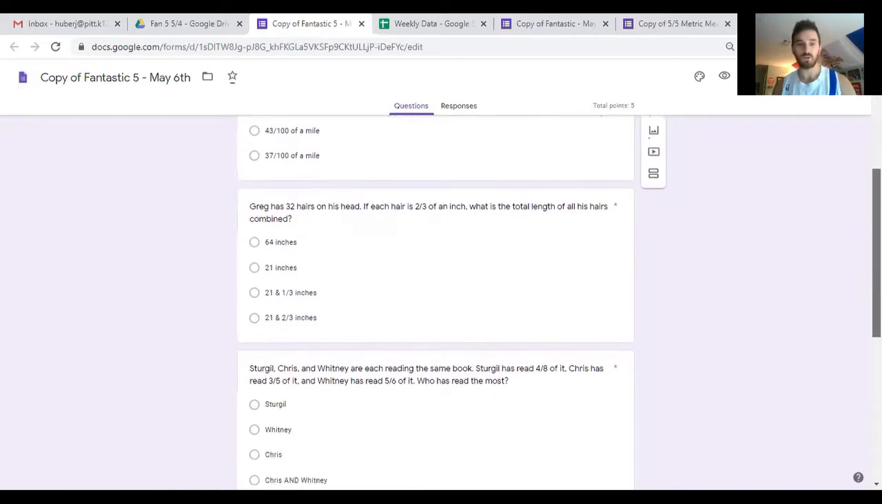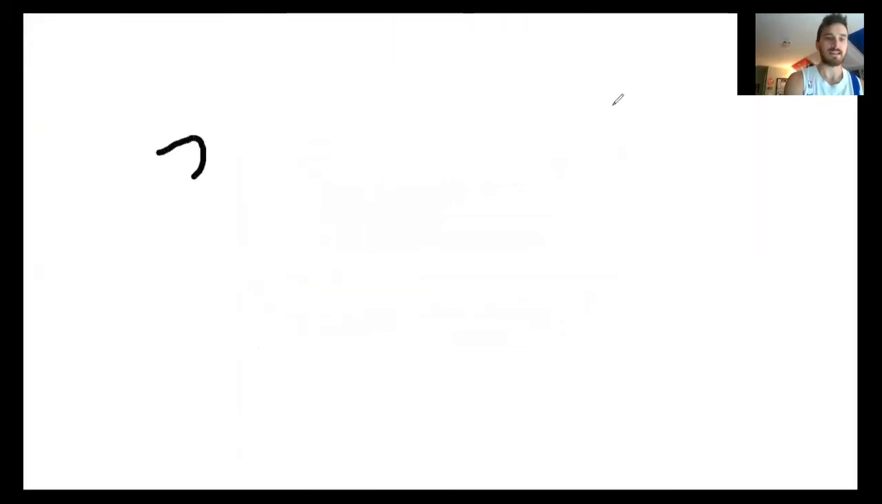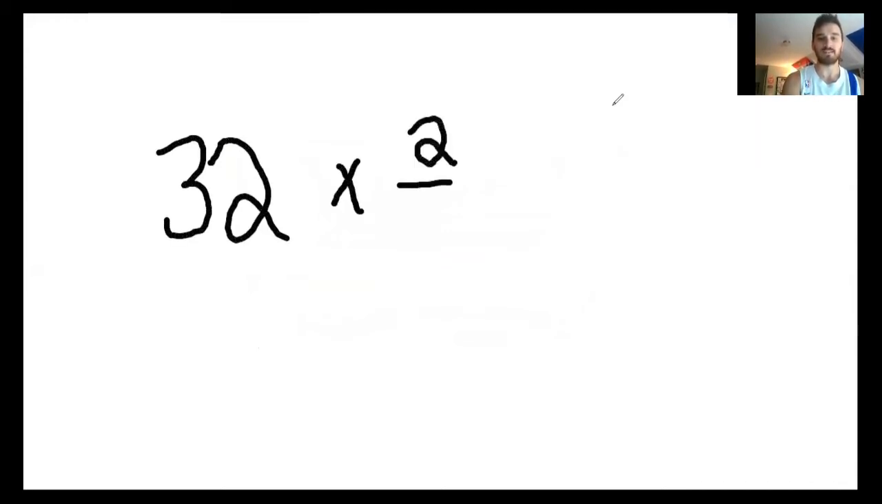So moving on to, that was C. Moving on to number 2. These numbers getting a little bit bigger, but the process is still the same. It says Greg has 32 hairs on his head. If each hair is 2/3 of an inch, what is the total length of all of his hairs combined? 32 hairs is not a lot, Greg, but that's all right. And each of them are 2/3 of an inch long, so we can do that multiplication again.